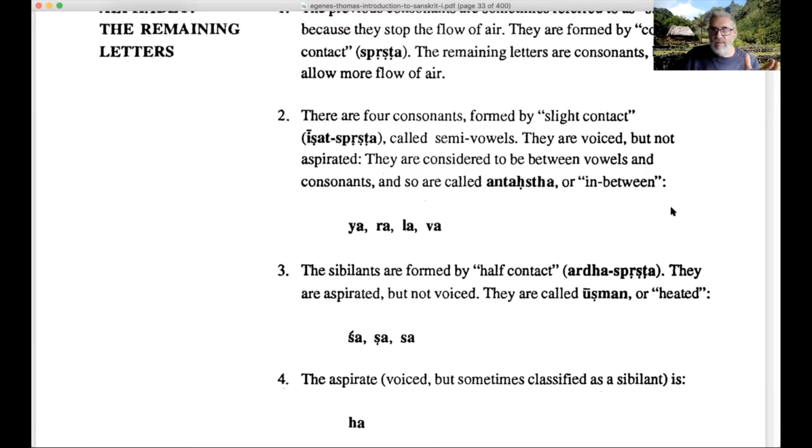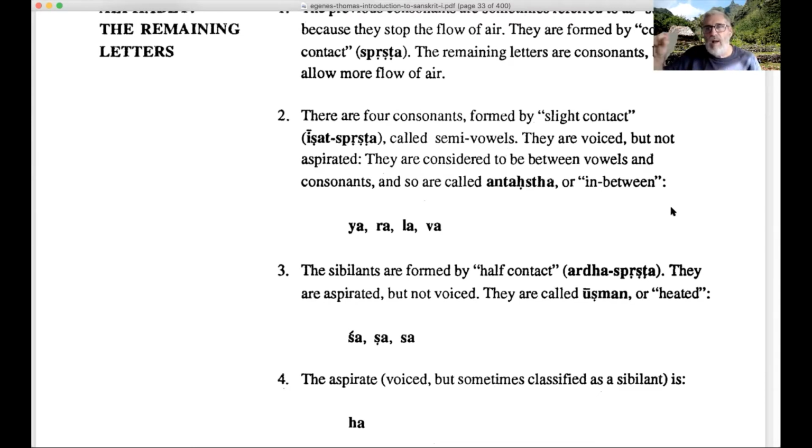Now, whereas the regular consonants are called sprishta, these are called ishat sprishta, slight contact. They are considered to be between vowels and consonants, and so they're also called in between. Even in English, we call them semivowels. So we could call them semivowels, semiconsonants. They're in between the vowels and the consonants, right? They're consonants, but they act like vowels, right?